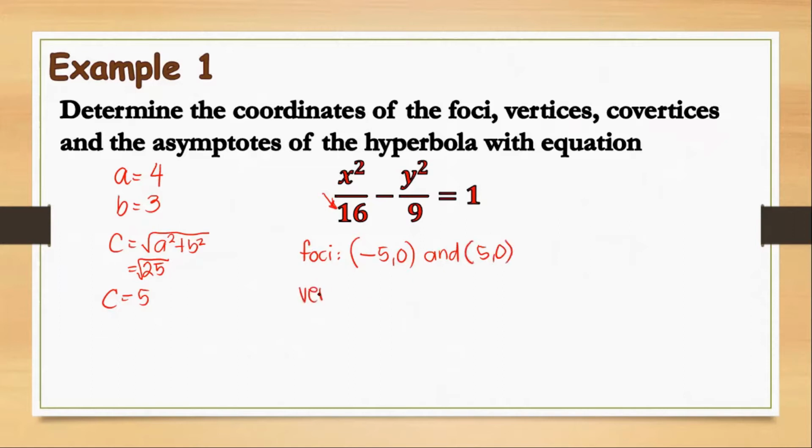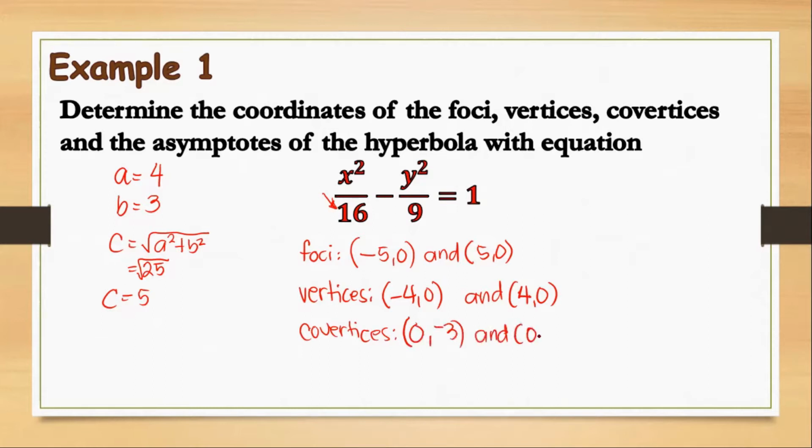For the vertices, the coordinates are (negative 4, 0) and (4, 0). And for the co-vertices, since it's already on the y-axis, we have (0, negative 3) and (0, positive 3). Okay? And last one, the asymptote.